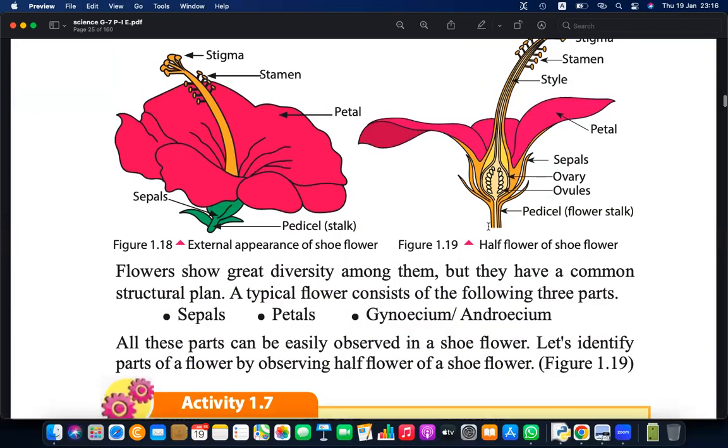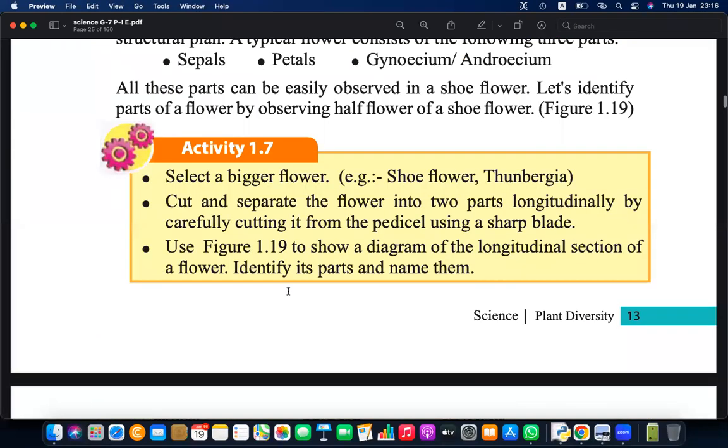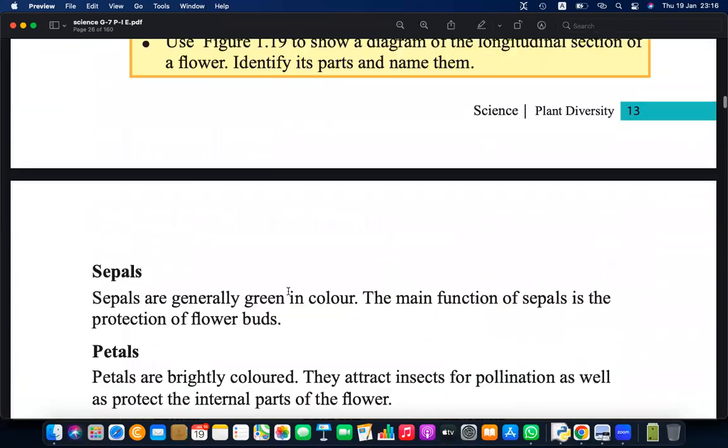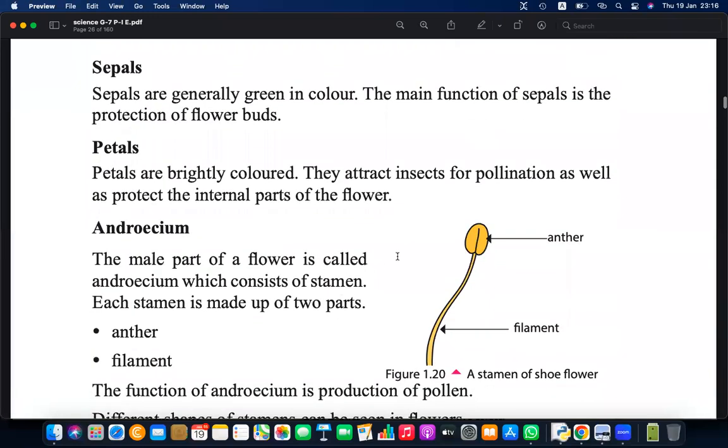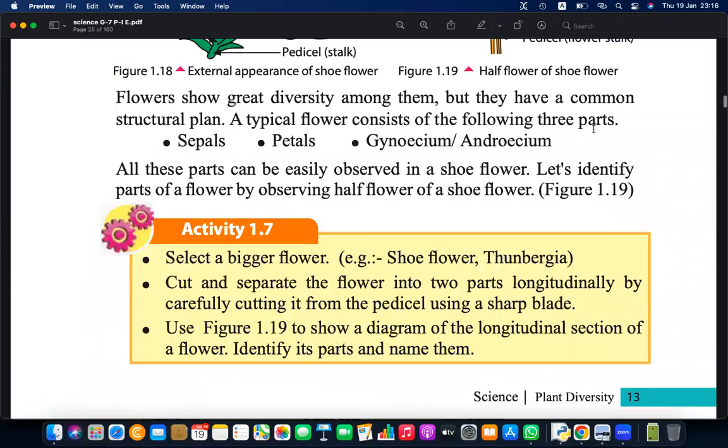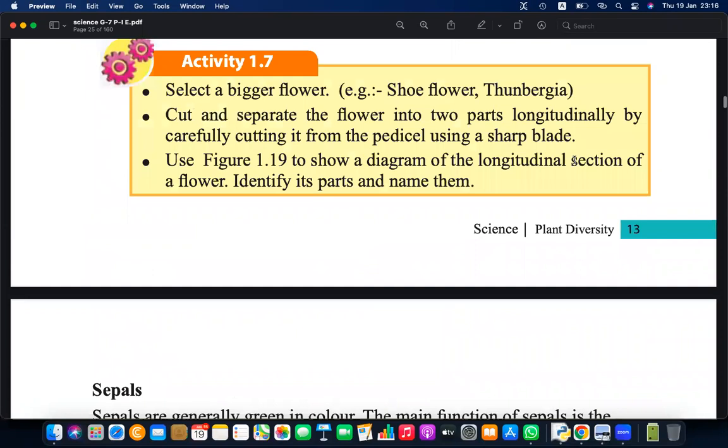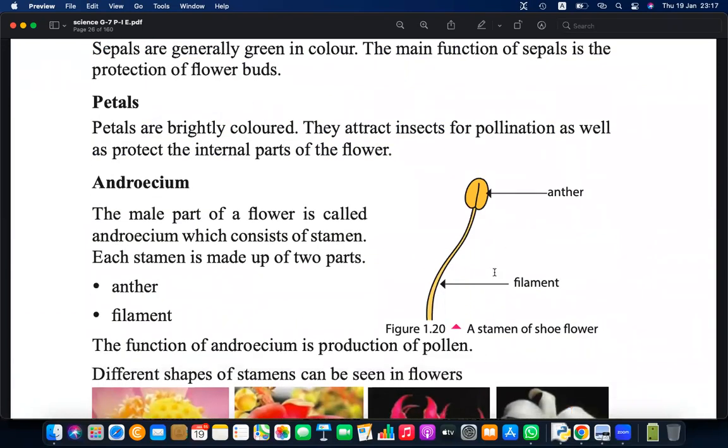And even the ovary is finally converted to the fruit. We have discussed that. And this is what the sepals, petals, and androecium are. Androecium has these parts, stamen, and there you can see in one stamen the anther and the filament. Anther is the edge, and the filament is basically holding the anther.